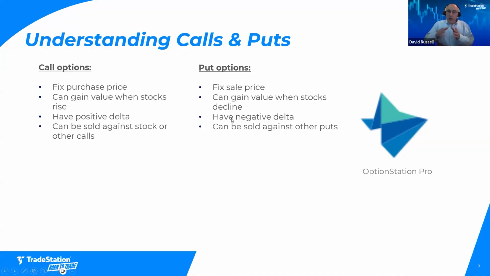They have a negative delta, which means that if the stock moves up in value, they lose value. But if the stock moves down in value, they gain value, because if a stock goes down, it's a negative number. The delta is negative. So that way, they basically gain value potentially to the downside. And they can be sold against other puts in a vertical spread. That is slide number 10.